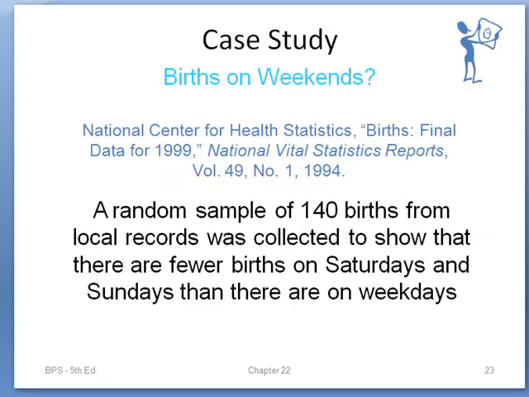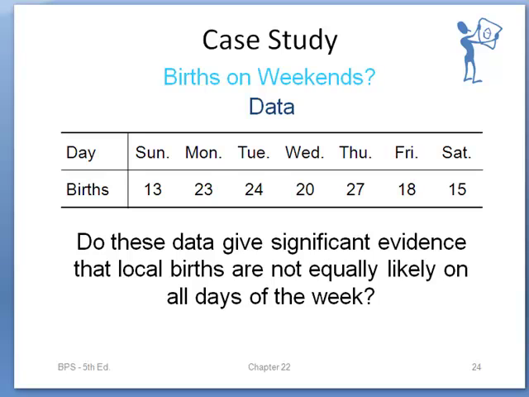So let's take another example. Looking at this example, it says a random sample of 140 births from the local records was collected to show that there are fewer births on Saturdays and Sundays than there are on weekdays. That's what they're trying to prove. So what they did is they got the actual births on each of these days, and they're saying that this data gives significant evidence that local births are not equally likely on all the days of the week. So if I had 700 births, I would think if they're equally likely that 100 births on each day would occur. So let's see how we would do this.